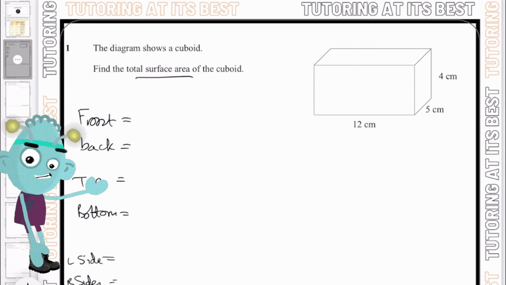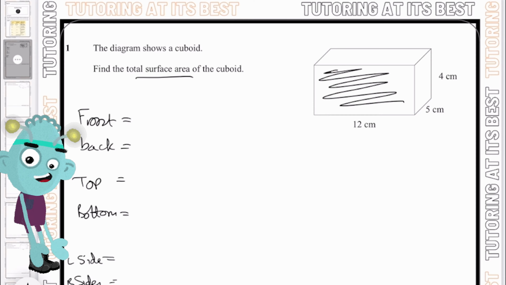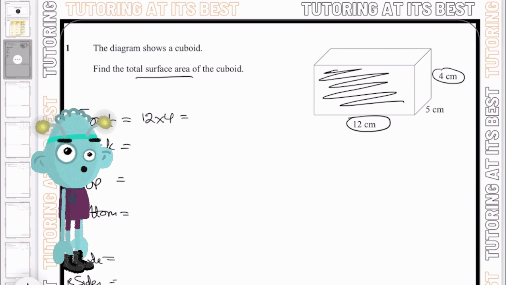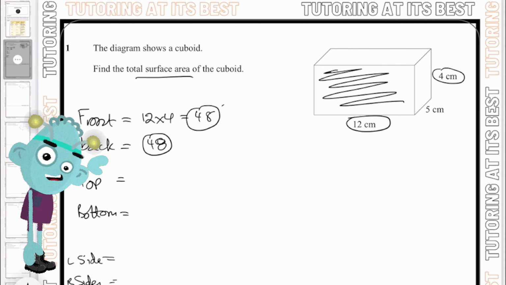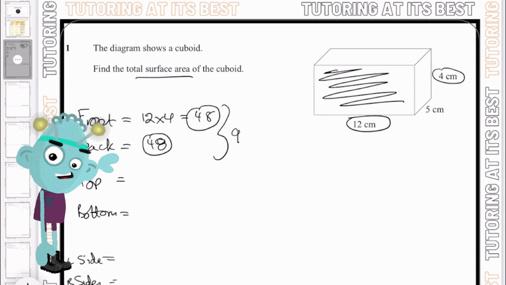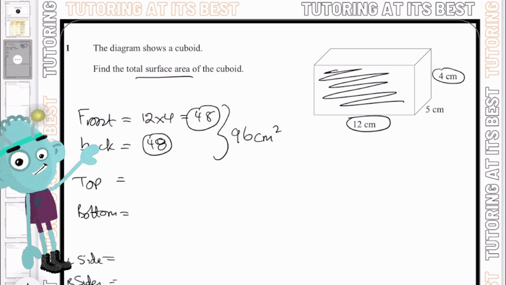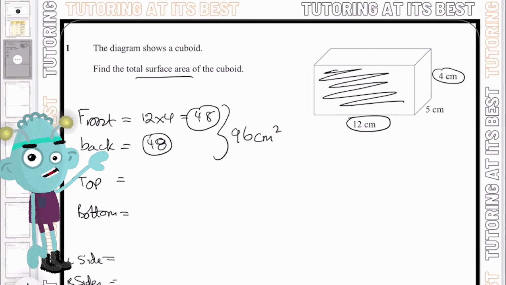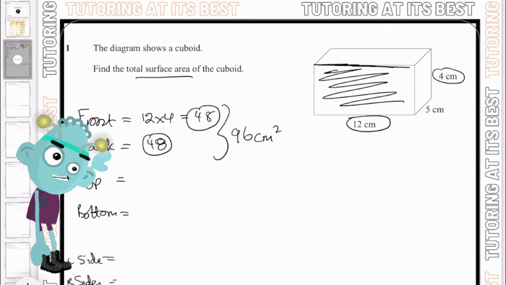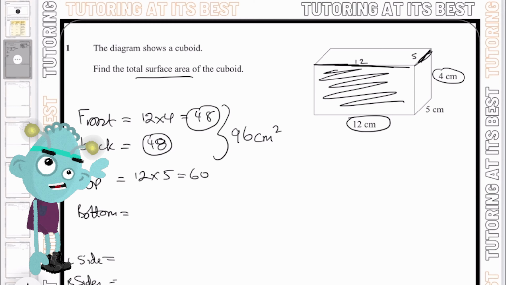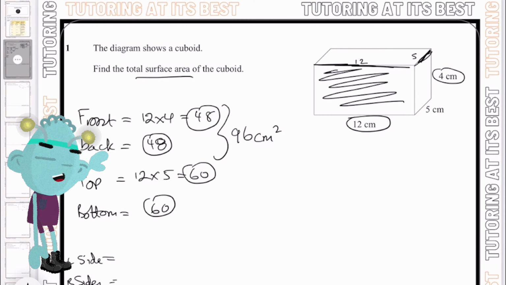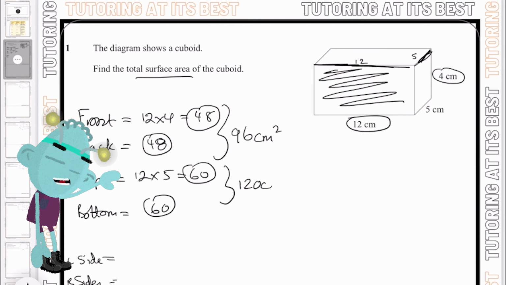In order to get the front shape here, we have a 12 by 4. So we can simply say 12 times 4, and that's 48. And the back is also going to be 48. So in total, we have 96 centimeters squared. And then for the top, we have our length as 12 and our width being 5. So 12 times 5 is 60. That's our top, and 60 is also our bottom. So we have 120 centimeters squared.